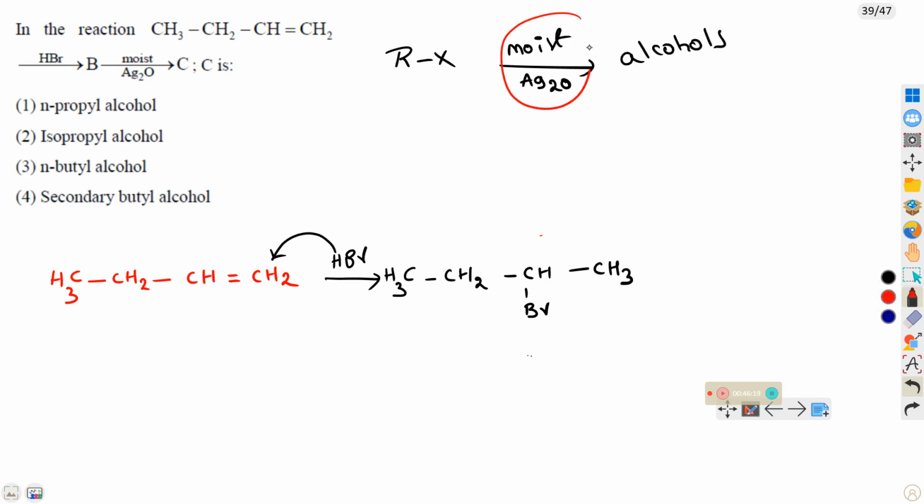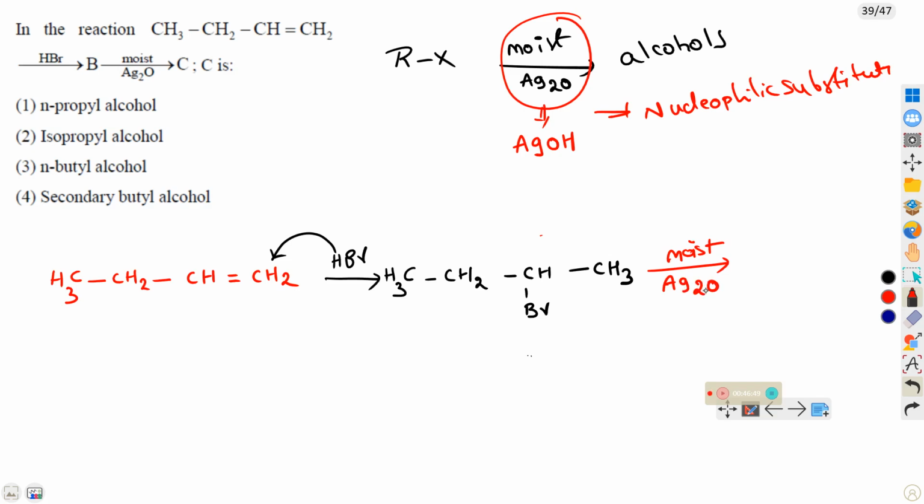Moist Ag2O. Moist means moisture content. Water is also present. It can also be written as AgOH. It favors nucleophilic substitution, and it gives alcohol. Then nucleophilic substitution gives CH3CH2CHOHCH3. So it is 2-degree alcohol, secondary butyl alcohol.